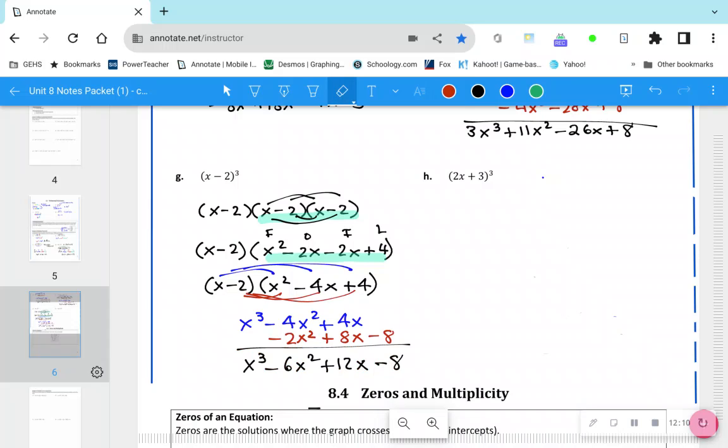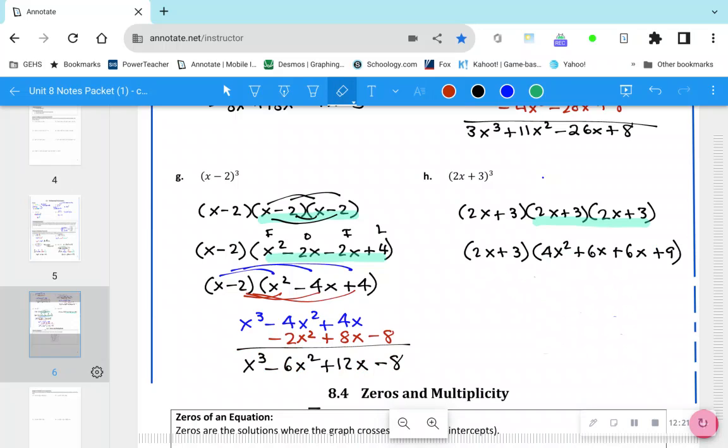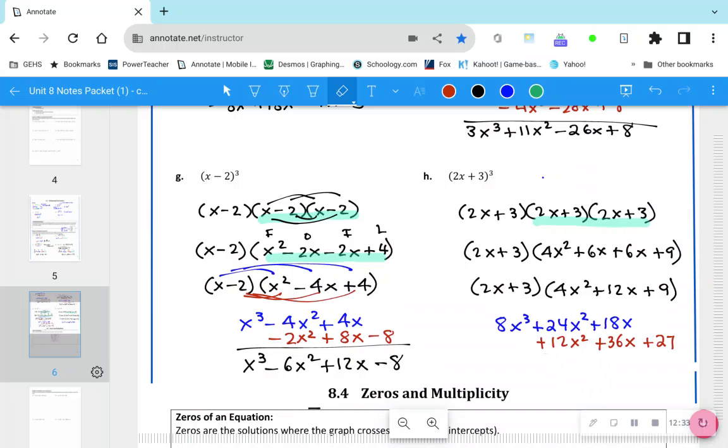Okay, example H is actually the same type of problem. So I'm going to go through it rather quickly. Write it out as 2x plus 3 times 2x plus 3 times 2x plus 3. FOIL the back half. Collect those 6 x's and put them together. And then you distribute the 2x across and the 3 across. You haven't done very many of these, so I'm going to show you where I get each of them.